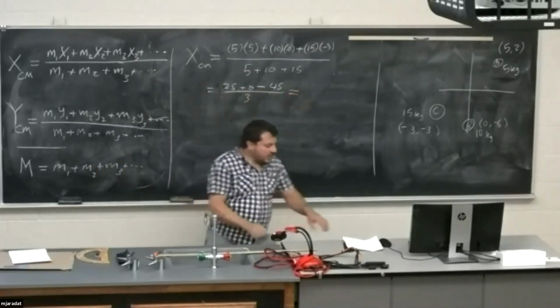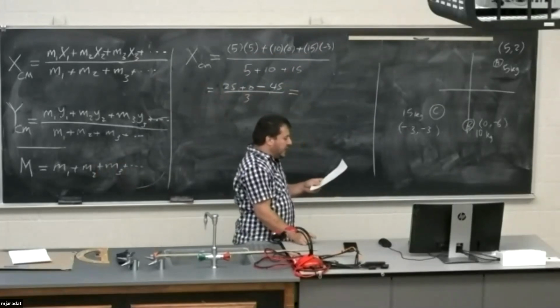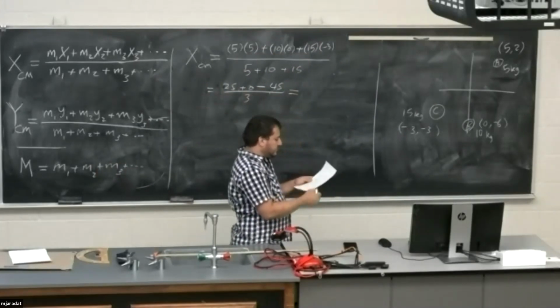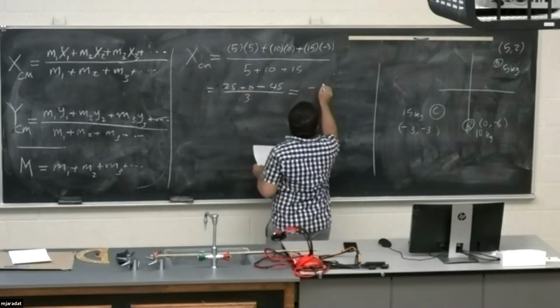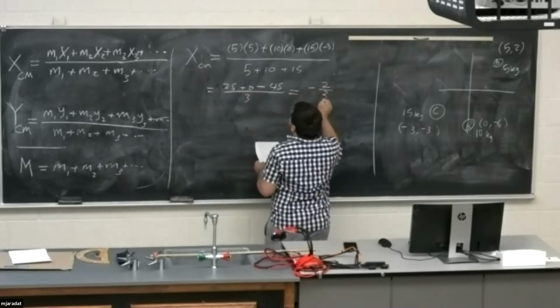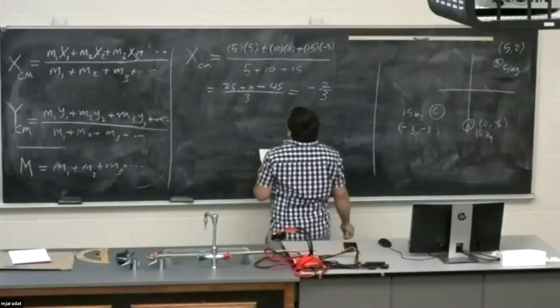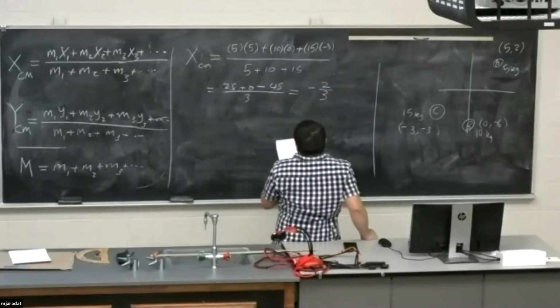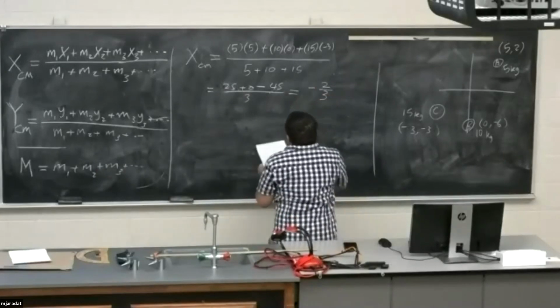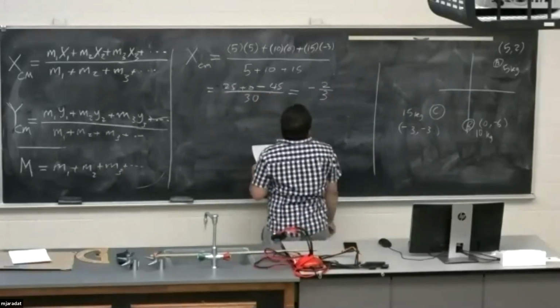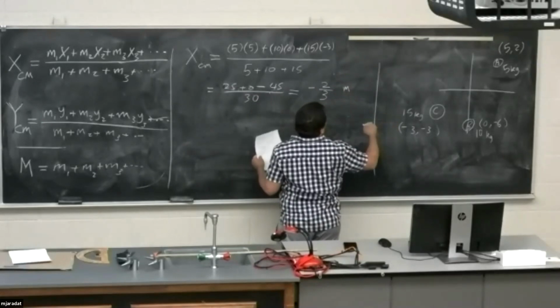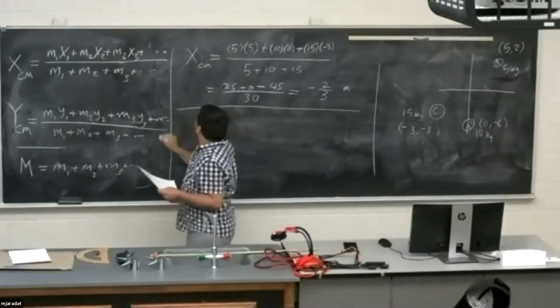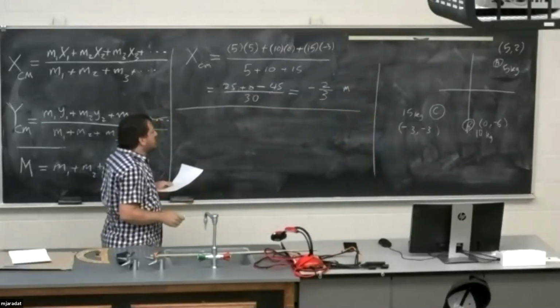This will give us the position in X is minus 20 over 30, this is 30. Minus 2 over 3 meters. Not for second, not for anything. It is just a position.